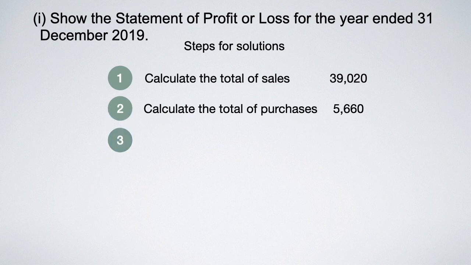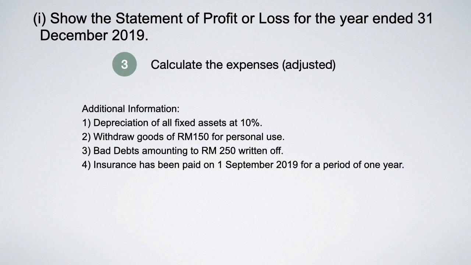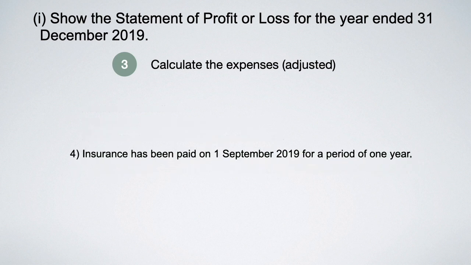Now we go to the third step. So we need to calculate the expenses. Okay, what is the expenses that we want to calculate? First, you nampak tu additional information. Kita nak cari yang mana ni? Oh, okay, kita ambil daripada nombor 4 tu dulu. Okay. Insurance has been paid 1st September 2019 for a period of 1 year. Okay, maklumat macam ni.